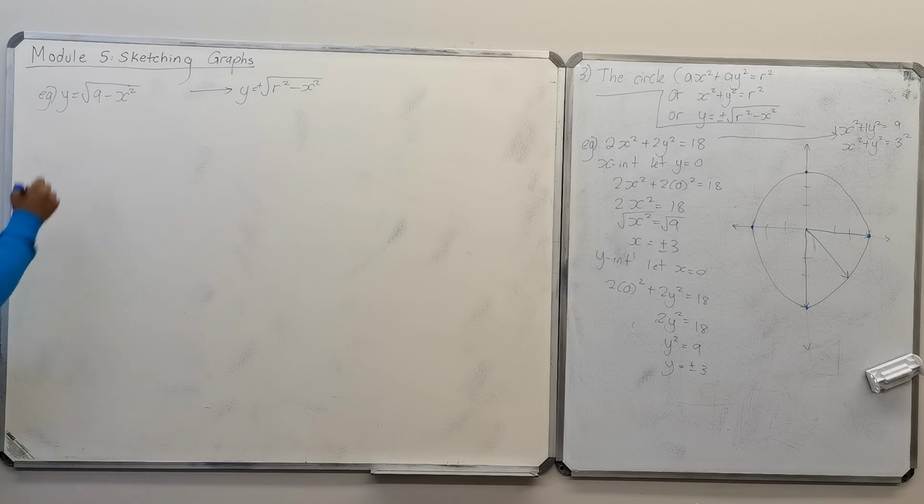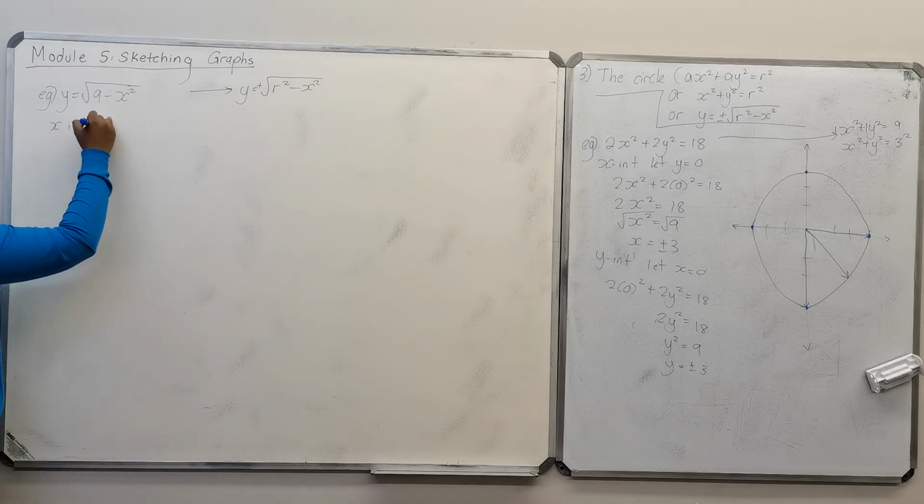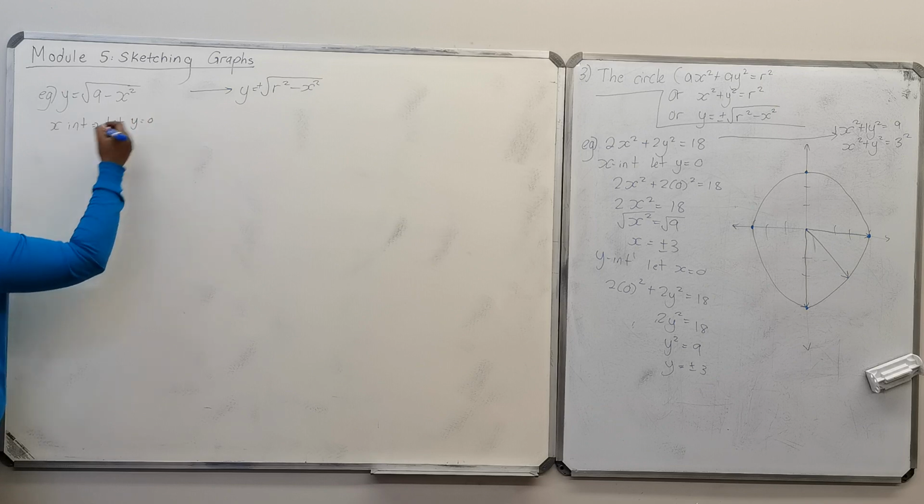So when you're solving for this, for your x-intercept, you would let y equal to 0. So you would have said 0 is equal to the square root of 9 minus x squared.